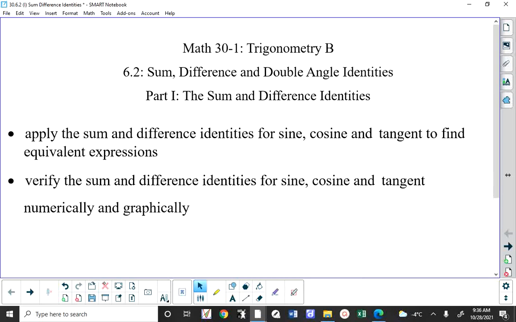And we break this lesson, or this section, into 2 parts. Textbook section 6.2 deals with sum identities, difference identities, and what are called double angle identities. And part 1, which is what we're doing today, are the sum and difference identities. So we're going to apply the sum and difference identities for sine, cosine, and tangent to find equivalent expressions. And then we're just going to do some work with them, whether it involves verification, whether it involves manipulation of identities or manipulation of expressions using these identities to come up with a simpler expression.